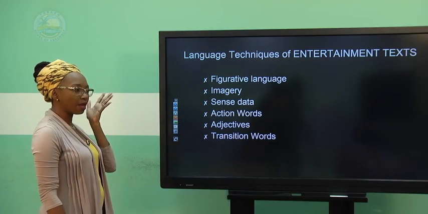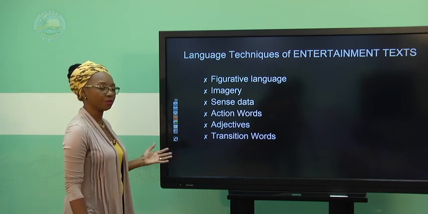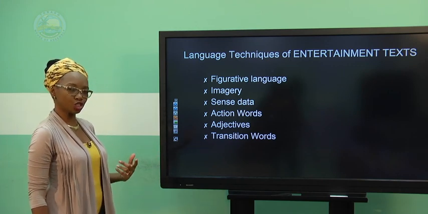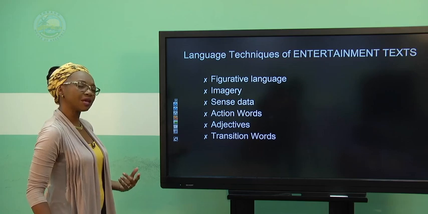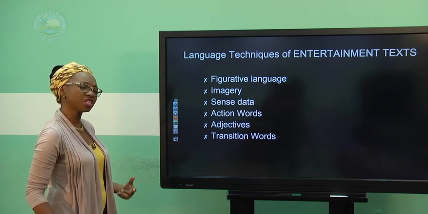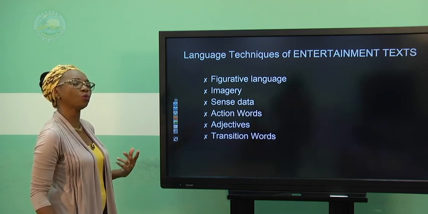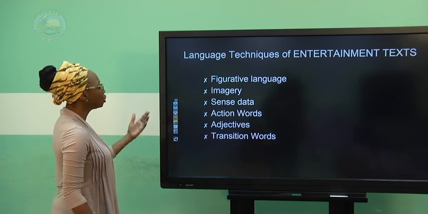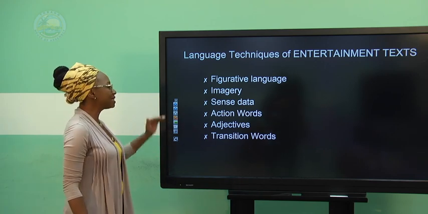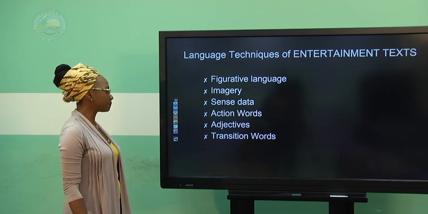Are you able to hear the sounds that are being described? Can you smell the rich aroma of that Saturday soup in your mother's kitchen that you've been longing for all week because of the vocabulary used by the writer? This is what sense data involves.